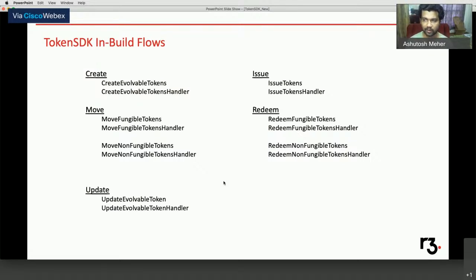So we need to have an easy way to do that. We need to have an easy way to update an evolvable token, right? For that reason, we have the update evolvable token and update evolvable token handler. Anytime you want to update your token, you just call the update evolvable token handler, and it takes care of, one, updating it, and the other thing, distributing all those updates to every maintainer in the token, or the token type basically. Yep. So that's pretty much from the token SDK today.